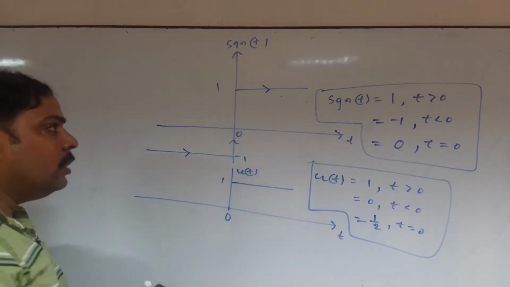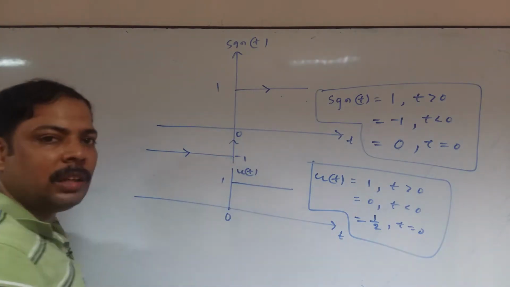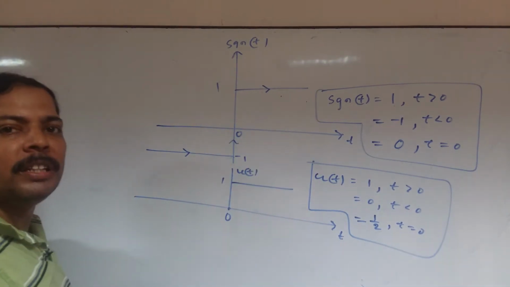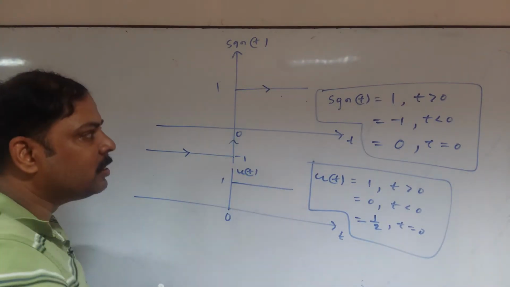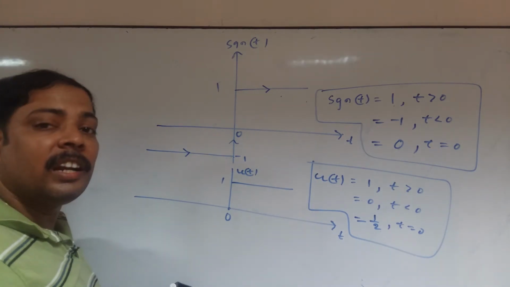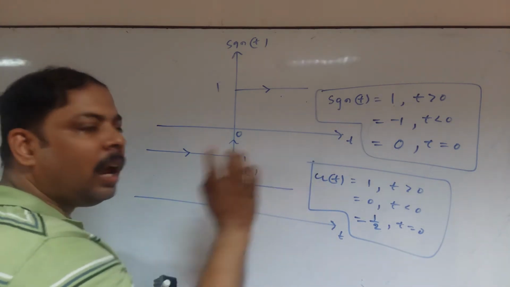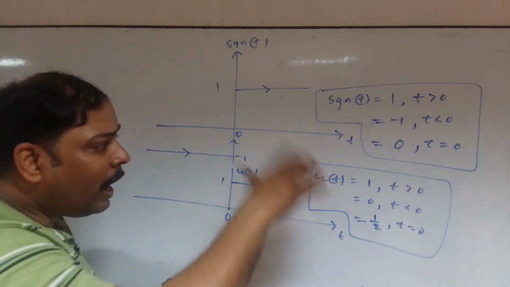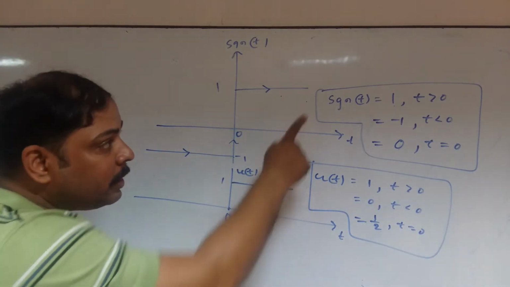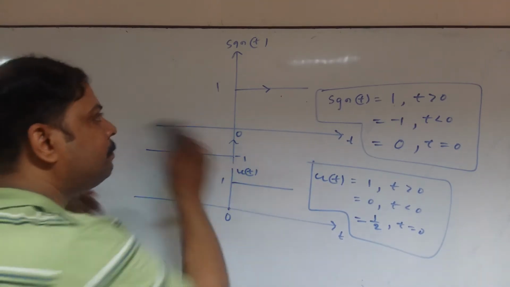This definition is for the signum signal. This definition is for the unit step signal. Looking at these definitions, you can establish a relationship between the signum signal and the step signal. See how I am establishing the relationship between them.